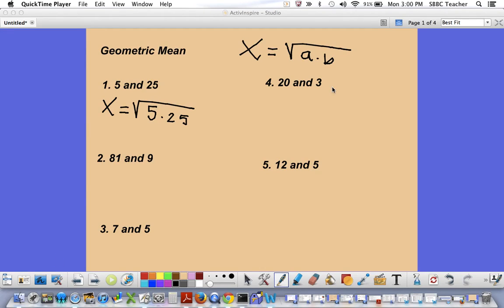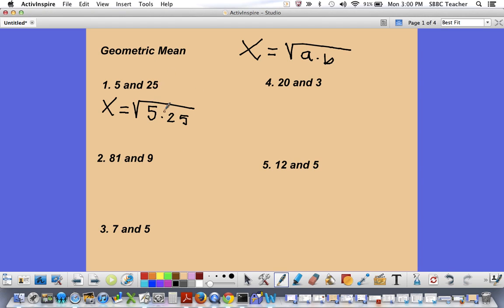Geometric mean between two numbers. From 8.1, we learned that the geometric mean is equal to the square root of the product of two numbers, a and b. So for example, in number 1, we have 5 and 25. The geometric mean of 5 and 25, you would do the square root of 5 times 25.